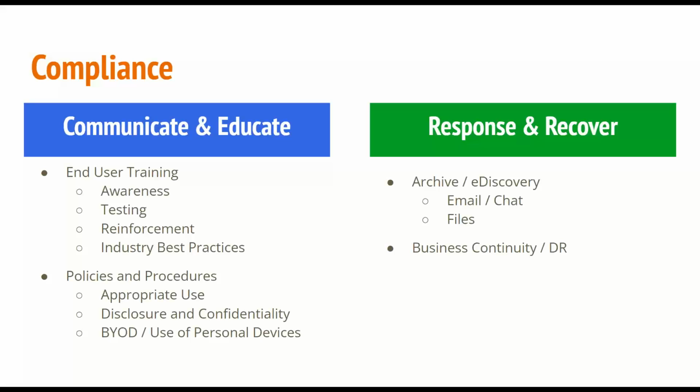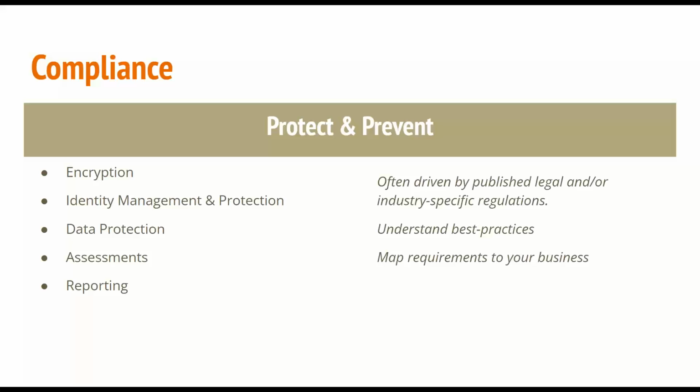So the training on the policies and procedures, having them in place to meet the compliance requirements you have, in a way that you can say, hey, we've got these in place, we validate and monitor to make sure they're followed, and we know what we're going to do and how we're going to respond if they're not. So on protection and prevention, all 5 categories come into play: encryption, identity management protection, data protection.